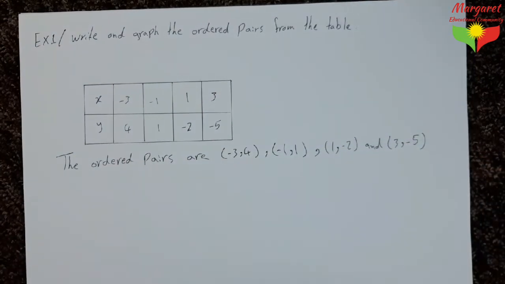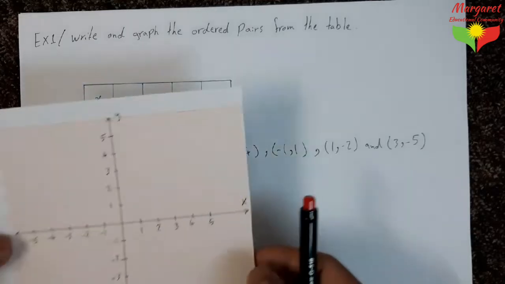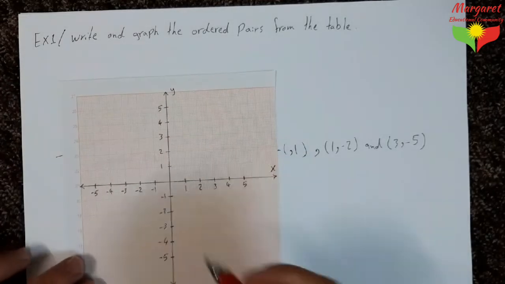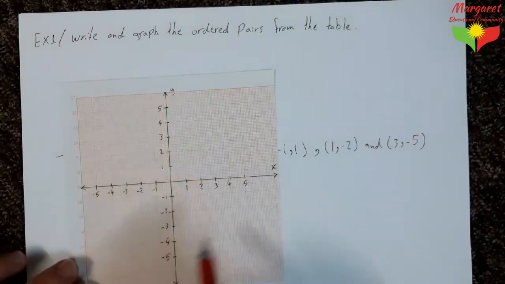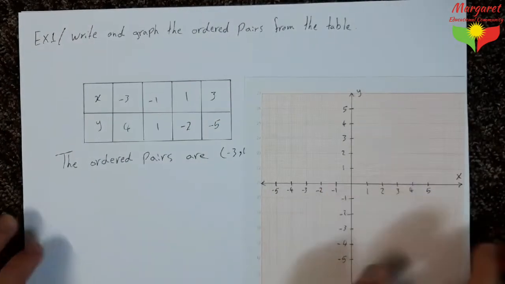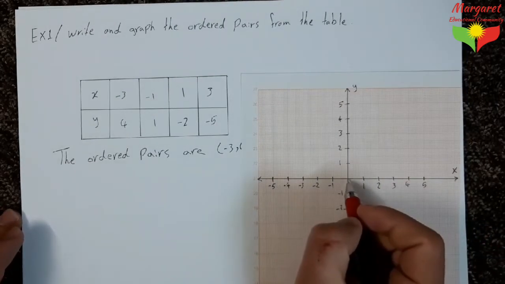To graph these ordered pairs, first draw the x and y axis and always start from the origin.